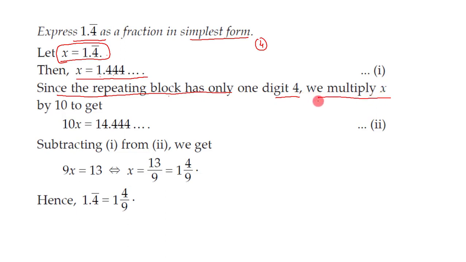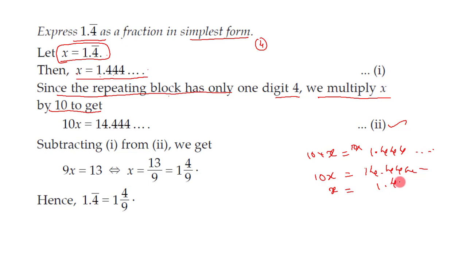Then x should be multiplied by 10 on both sides. On multiplying by 10, x is equal to 1.444, and multiplying both sides by 10, you get 10x is equal to 10 into 1.444, that means 14.44 and so on. Now you can suppose this as the second equation. Now we need to subtract the first equation from the second equation. What is the first equation? That is x is equal to 1.444.